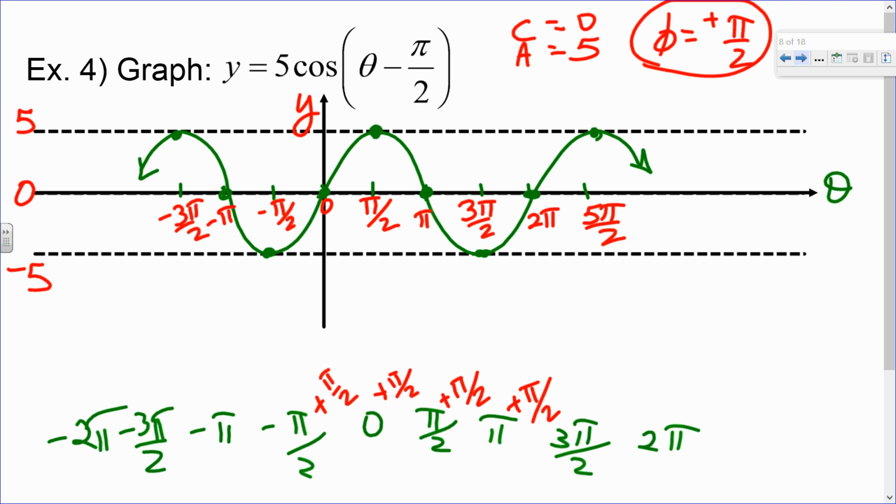What would it be as a sine graph? With no shift, it would be the sine graph. So the sine graph is the same as the cosine graph shifted pi over 2 for this problem.